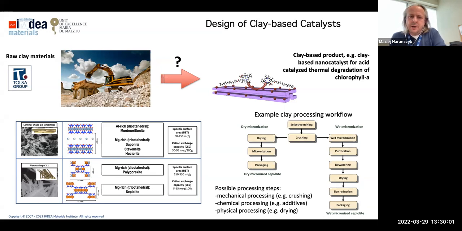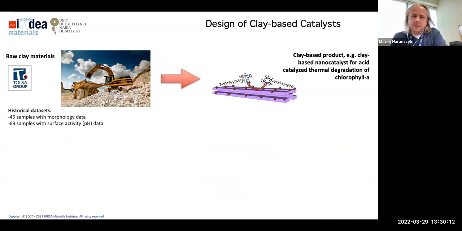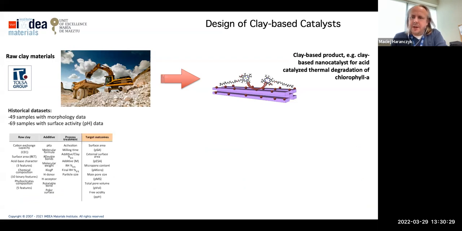So the question is, how do we convert raw clay into good nano catalysts, and what kind of processes do we choose? In this project, we were given some historical data sets that were available in the company. We had 50 data points that describe the morphology of materials and around 70 data points on surface activity. And we start with finding good descriptors for those materials.